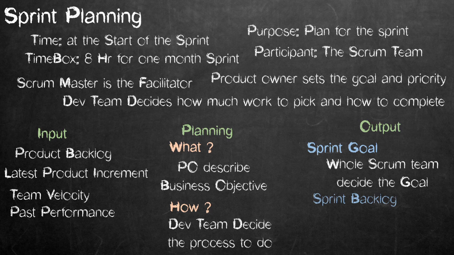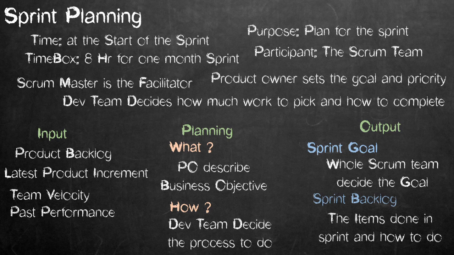Sprint goal is the major output of the planning meeting, crafted by the Scrum team. The sprint goal is an objective that will be met within the sprint through the implementation of the product backlog, and it provides guidance to the development team on why it is building the increment. And the product backlog items selected for the sprint plus the plan for delivering them is called the sprint backlog.